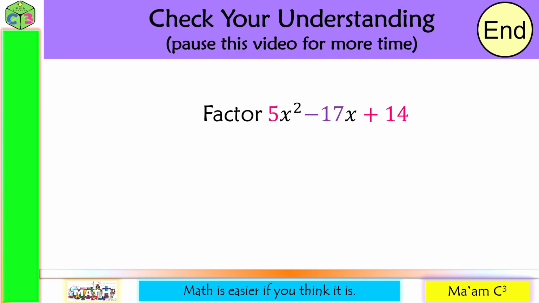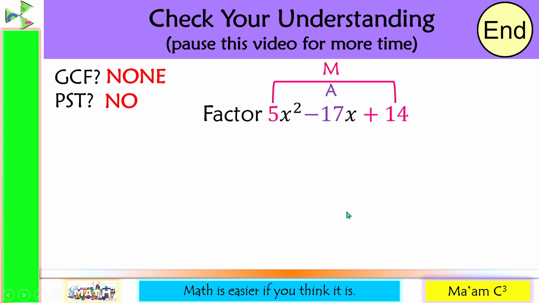Let us answer factor 5x squared minus 17x plus 14. First question, is there a GCF? 5, 17, and 14, there is none. Second question, since this is a trinomial, is it a perfect square trinomial? 5 here do not have an exact square root as well as 14, so no, this is not a PST. So let us use the MA technique.